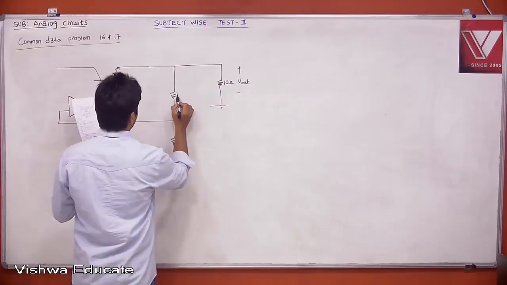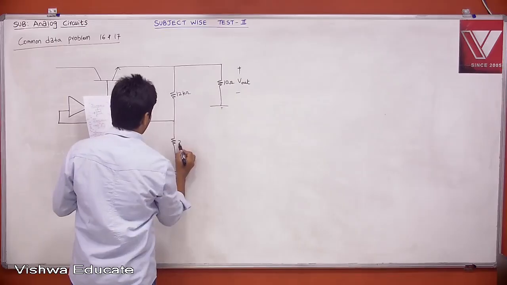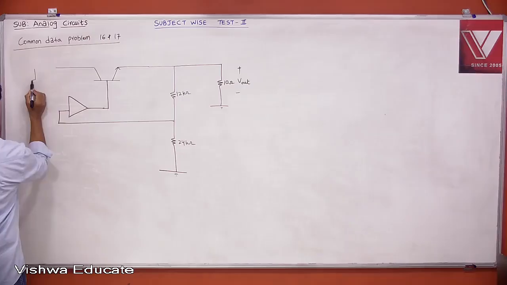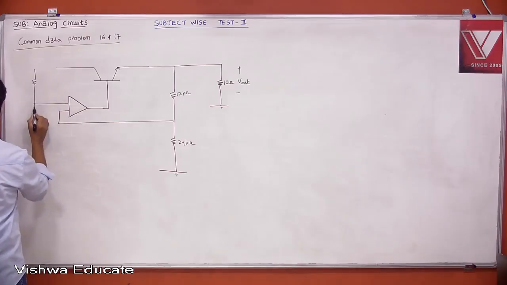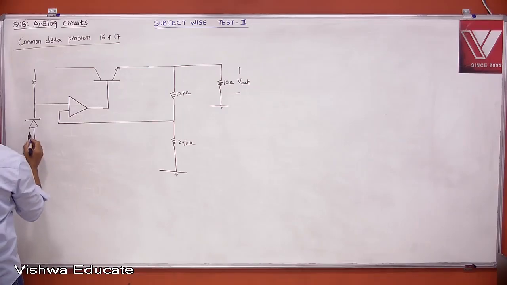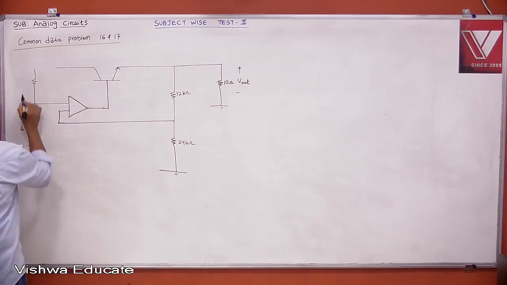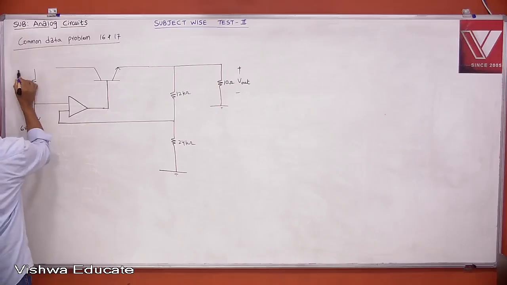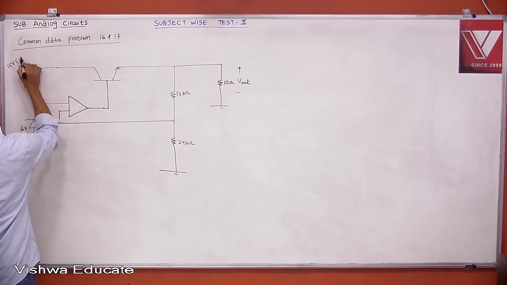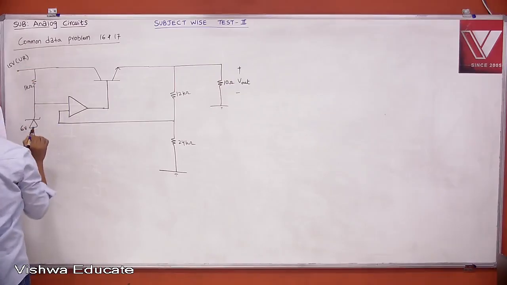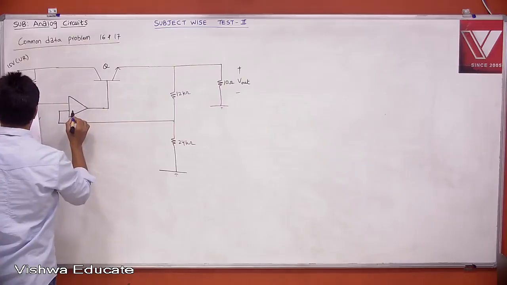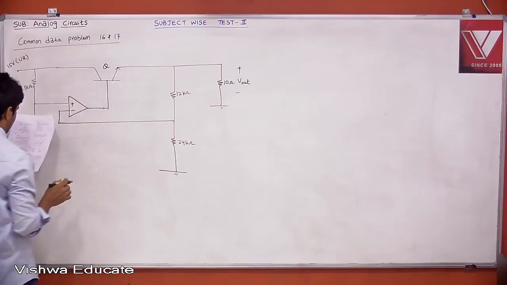This is 12 kilo ohm, 24 kilo ohm, and this is having 1K and a Zener diode under breakdown. This is having 6 volt, 1K, and this is 15 volt unregulated supply. This is your transistor Q, and this is plus minus.